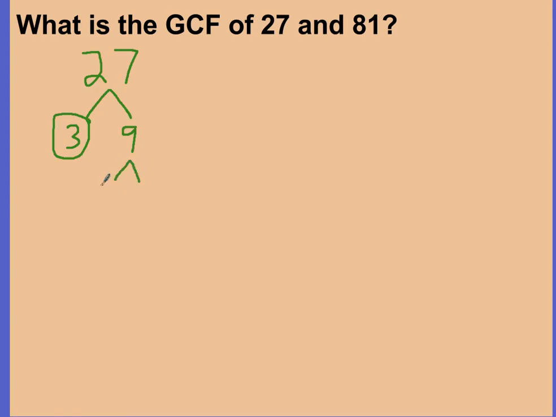9, the only way we can do that without using 1, is 3 times 3. All right, and 3 is prime, so I have 27 equals 3 times 3 times 3. All right, and let's go ahead and look at 81.